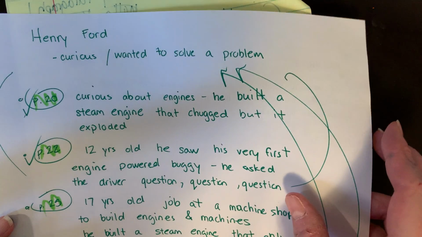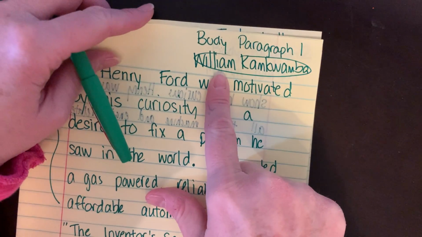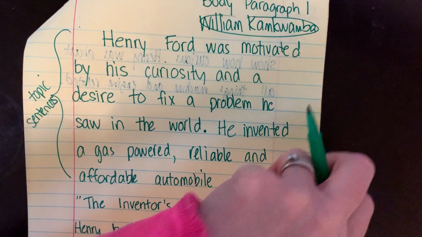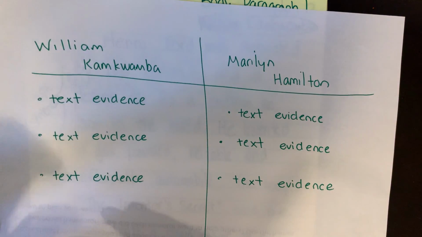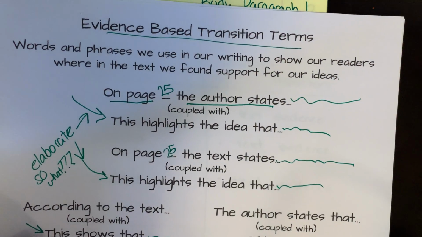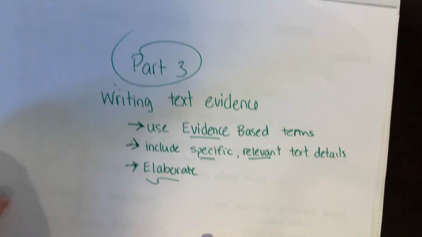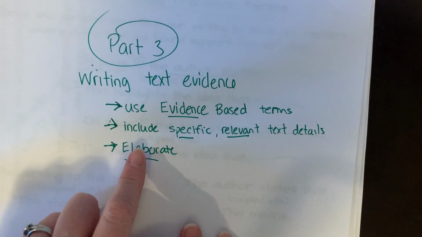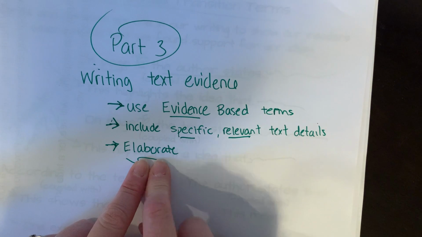All right, so ladies and gentlemen, now it's your turn. You already have your topic sentences. You have your topic sentence for William, and you wrote your topic sentence for Marilyn. So now you're going to look at your notes from yesterday, look at your T-chart, and also refer to the anchor chart and use evidence-based terms to write evidence for those 2 body paragraphs. After you write the evidence, make sure you elaborate. Explain, what does it mean? What does it show? What does that highlight?